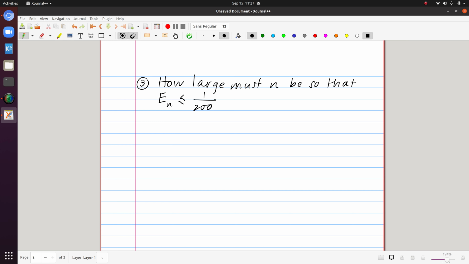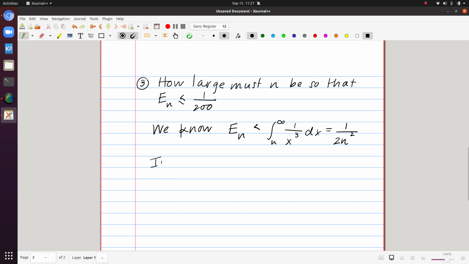The way that we would tackle a question like this is, again, to go back to what we know. Remember, E sub n here is referring to the error in using the nth partial sum to approximate the infinite sum. So we know that E sub n is bounded above by the integral from n to infinity of 1 over x cubed. That's what we know. We also know that that integral evaluates to 1 over 2n squared. So I know that an upper bound on E sub n is 1 over 2n squared.